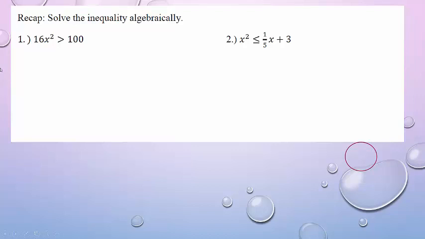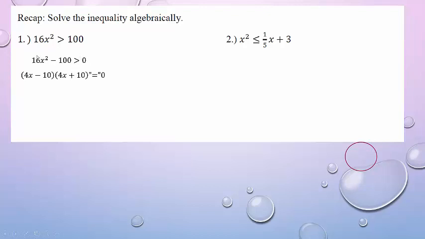Alright, today we're going to introduce two variable inequalities, but first I'd like to just do a recap on one variable inequalities. So if you recall, step one is to rewrite the problem in standard form. So we'll just subtract the 100 over. Step two is to either use the quadratic formula or factoring, complete the square, some method of solving for x as if this was actually equal to 0.